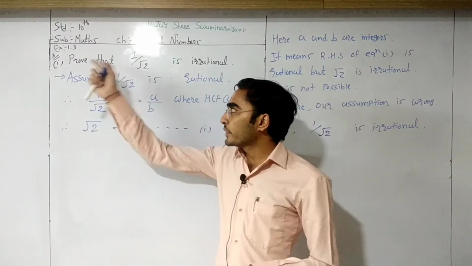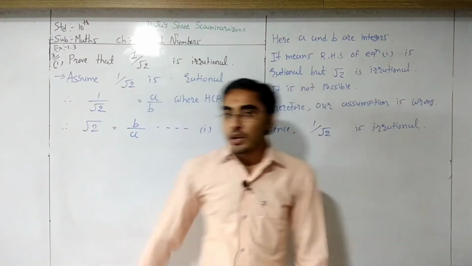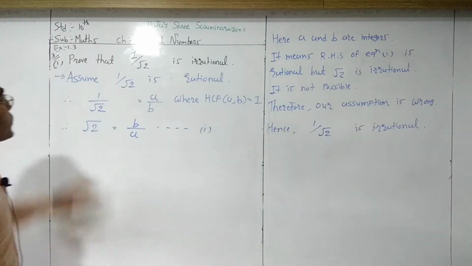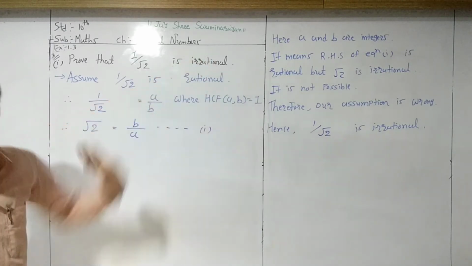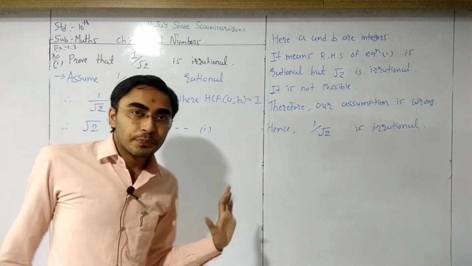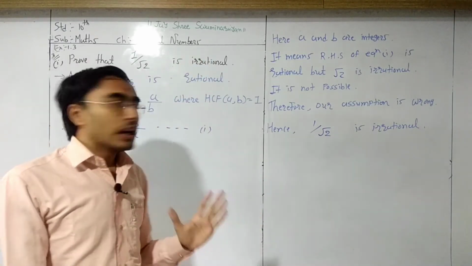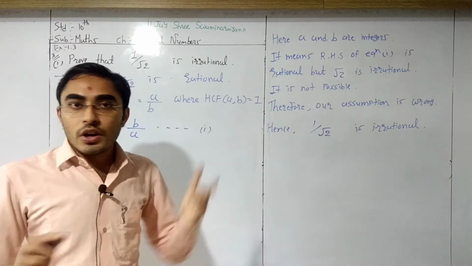Then question number 3, internal question number 1. Read this question. Prove that 1 upon under root 2 is irrational. So here we use the same method as we used in question number 2.